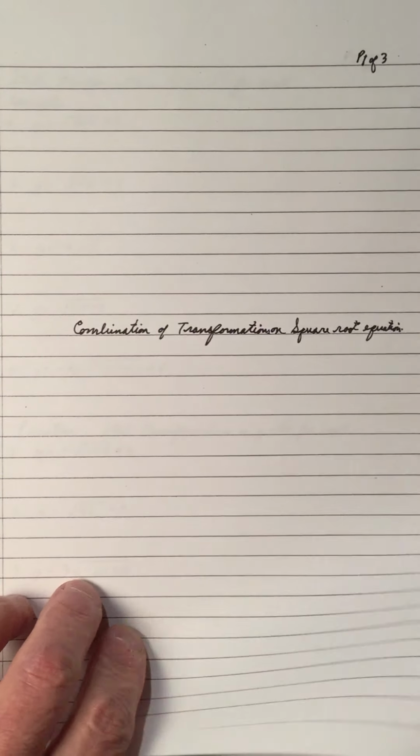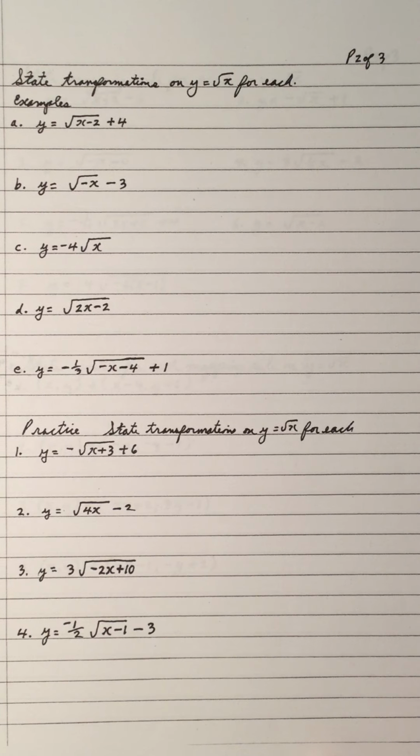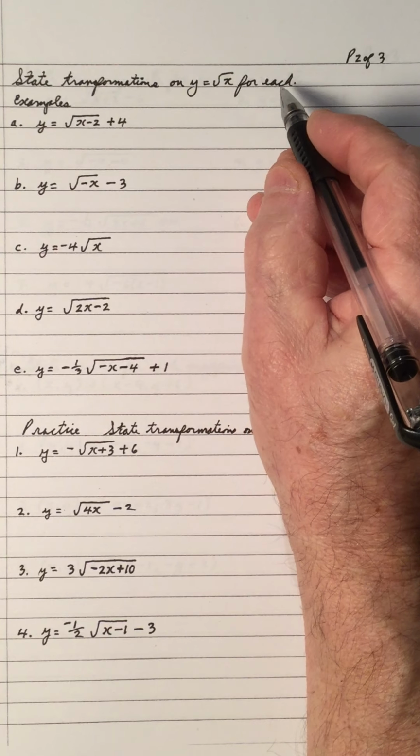Hi, welcome to my video on the combination of transformations on the square root equation. State transformations on y equals root x for each.